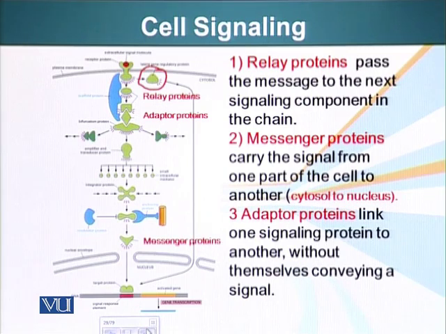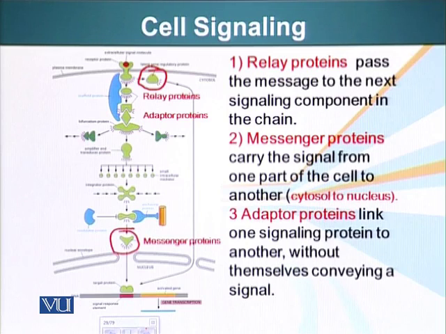And the second type of protein that we will talk about is the messenger proteins. These messenger proteins carry the signal from one part of the cell. For example, this protein is carrying the signal from the cytoplasm to the nucleus.